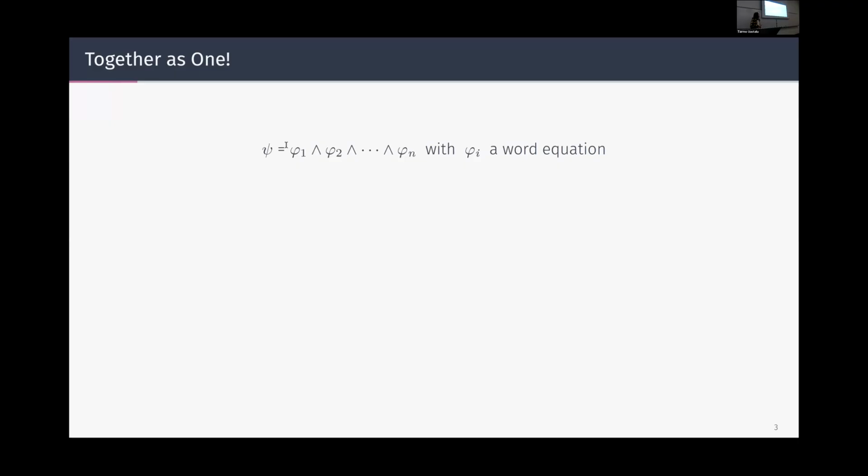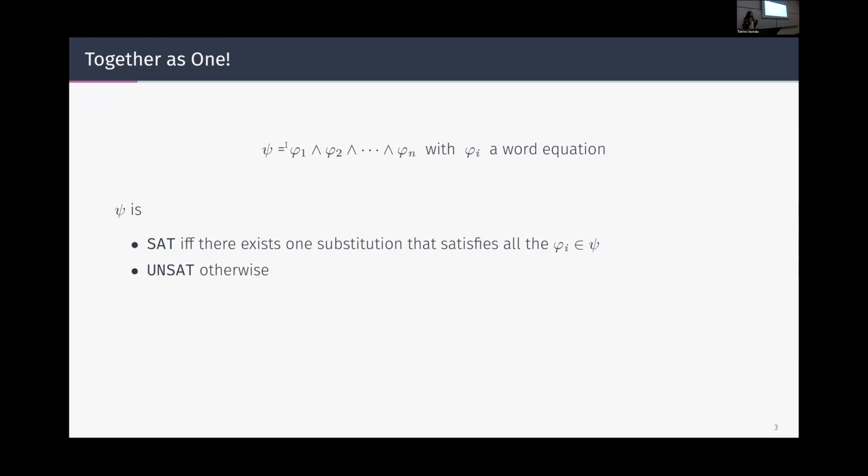Now what interested us in that work is conjunctive word equation, which is a conjunction of word equations. In that situation, the word equation is satisfiable if every sub-equation is satisfiable and unsat otherwise. So as soon as we have one of the equations unsatisfiable, then the whole thing is unsatisfiable. And once more, if we take this example and the same substitution as before, then the whole thing becomes satisfiable.